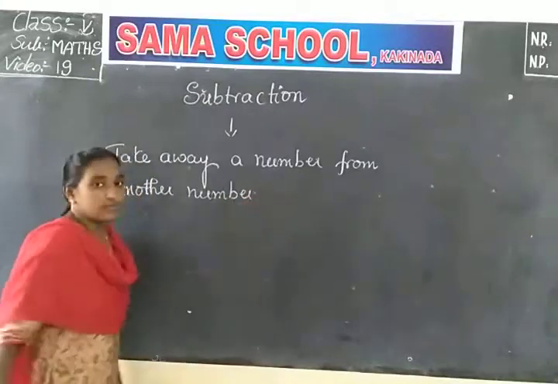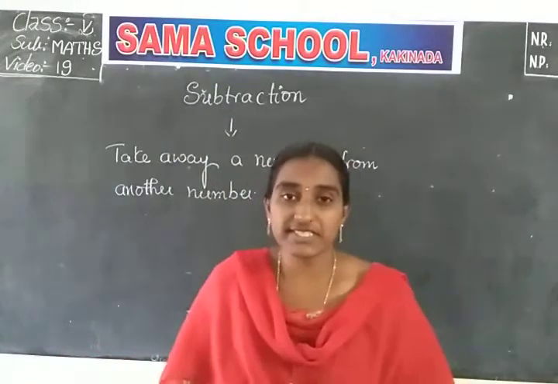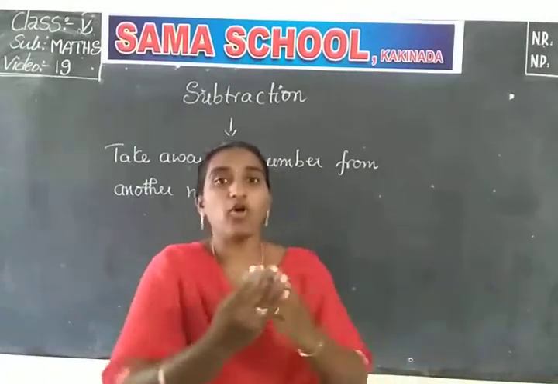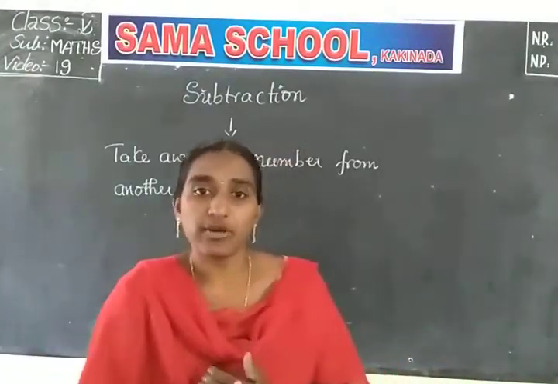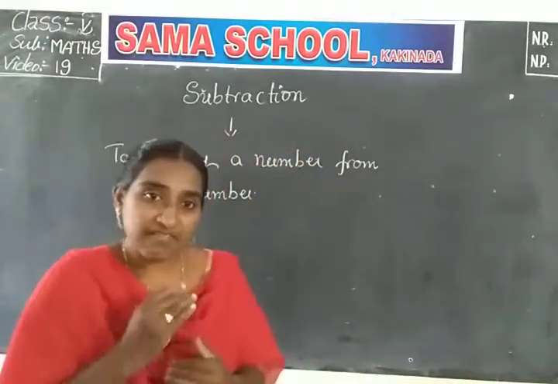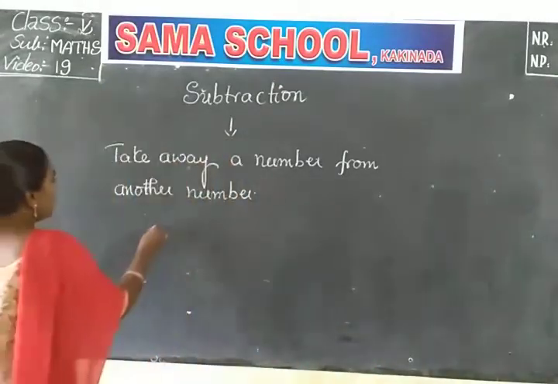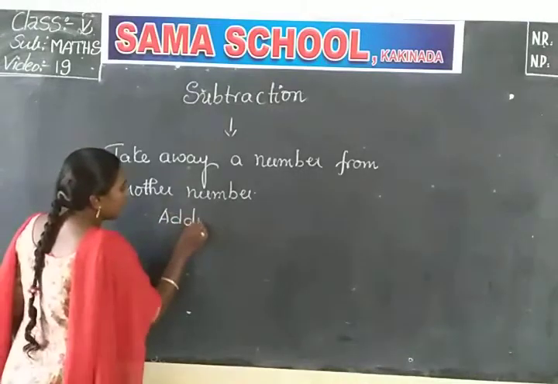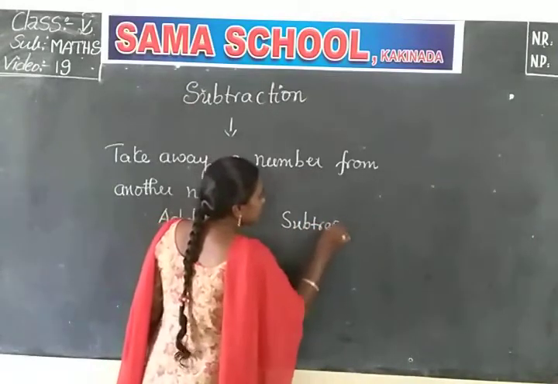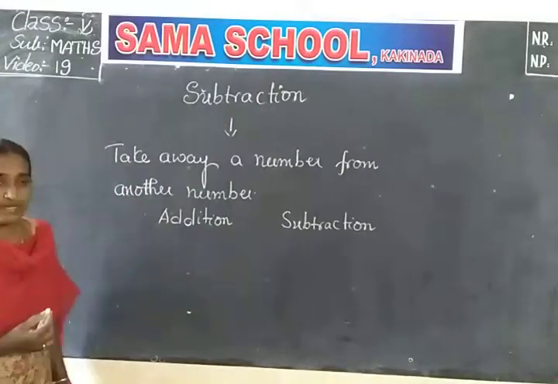See here, you have to observe one thing. Subtraction is the opposite of addition. In additions, we will combine all the numbers and we will find out the total value. Right children? But in subtractions, we will take away one number from another number. See here, let me explain one addition and one subtraction. After listening to these two examples, you will get a clear idea what is addition and what is subtraction.